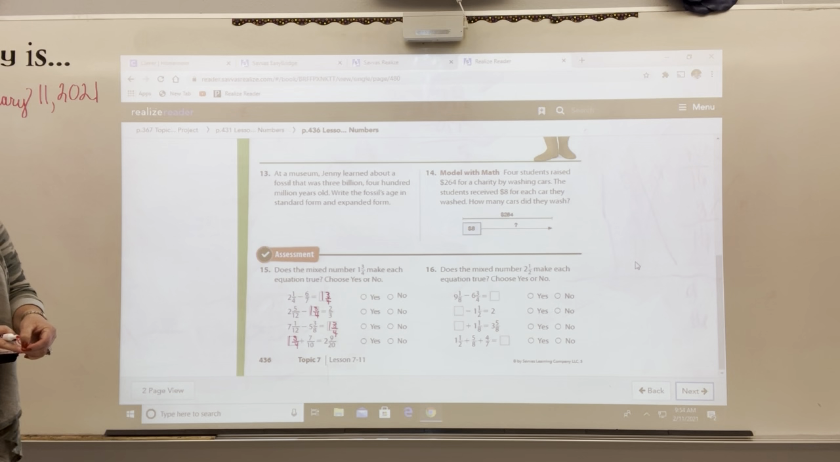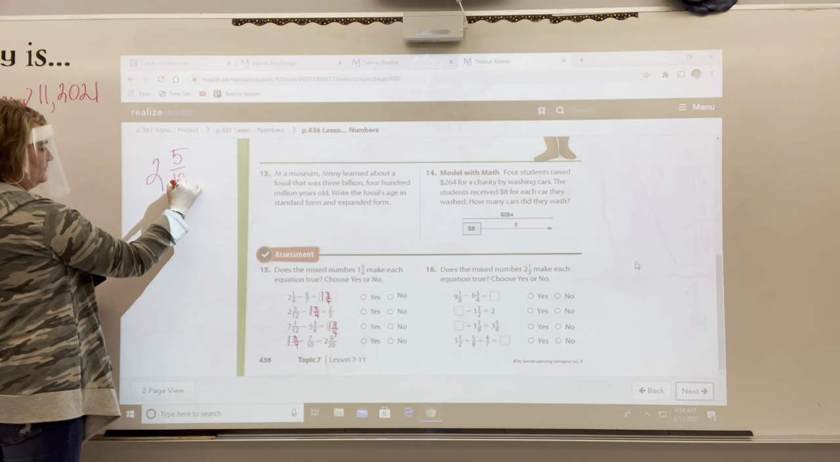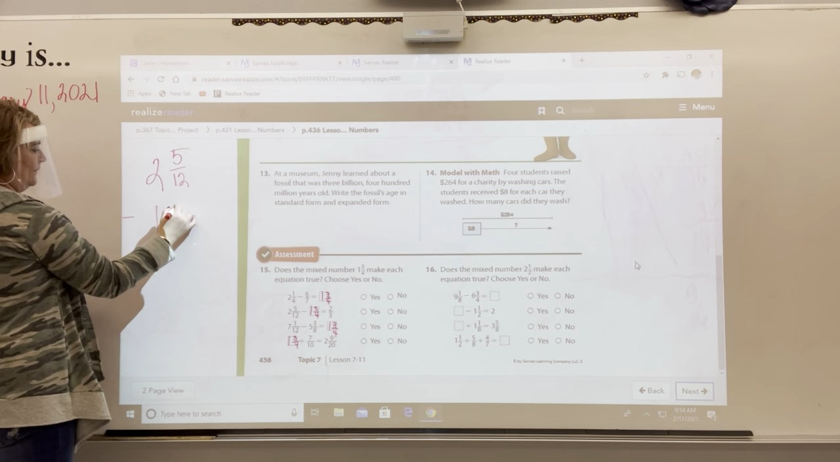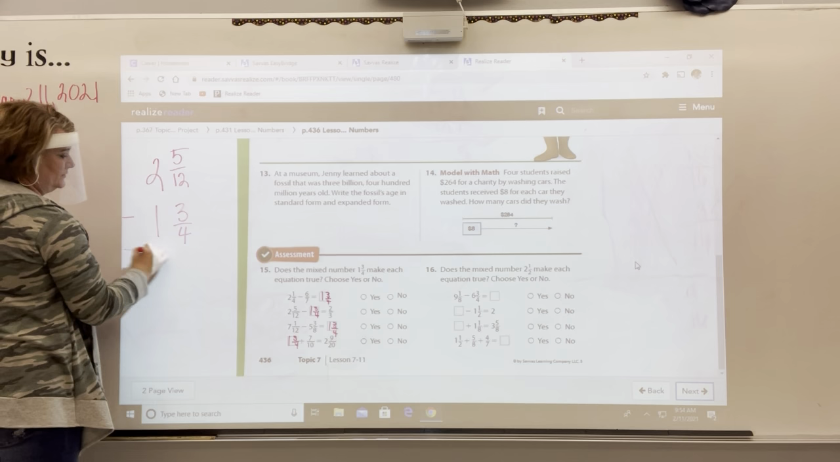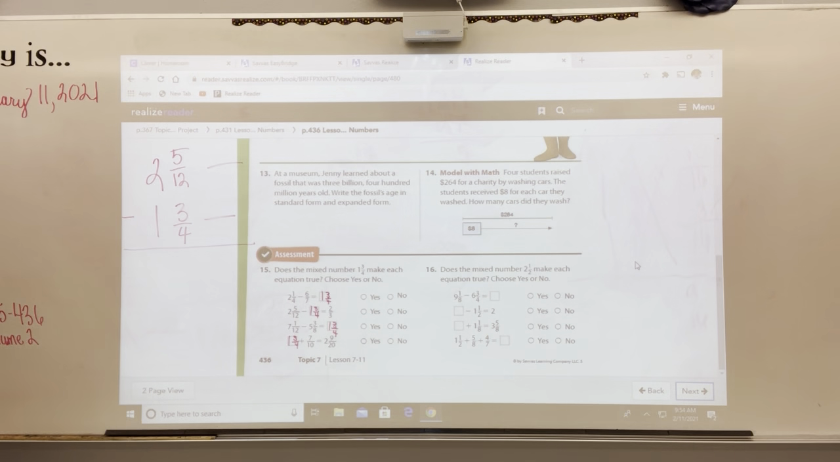And I'll do one with you. So, Jakely, do you want to do the first, the second, the third, or the fourth one? The second. Okay, she wants to do the second. So, 2 5/12 minus 1 3/4. And if we get the answer 2/3, then we're going to mark yes. If we don't get the answer 2/3, then we're going to have to mark no.